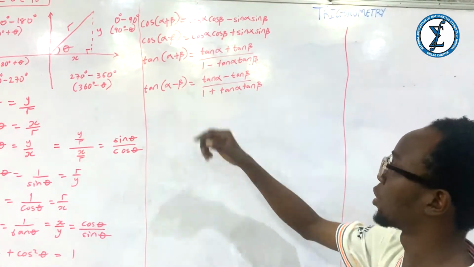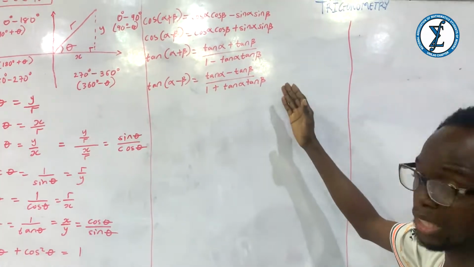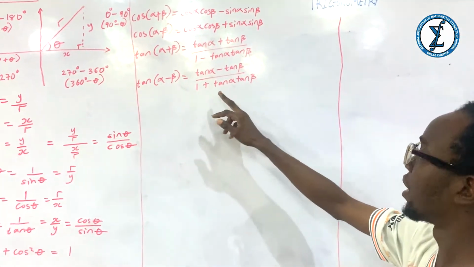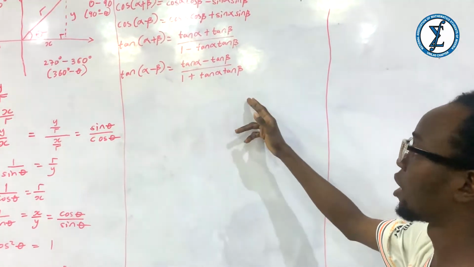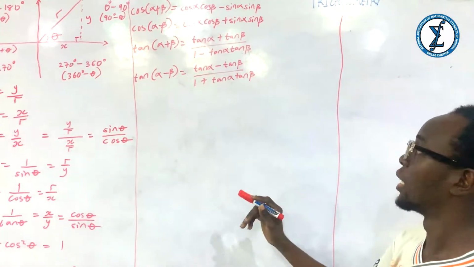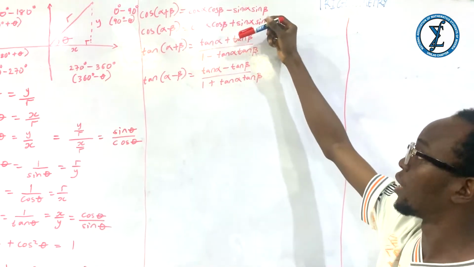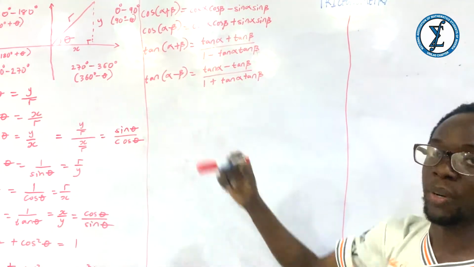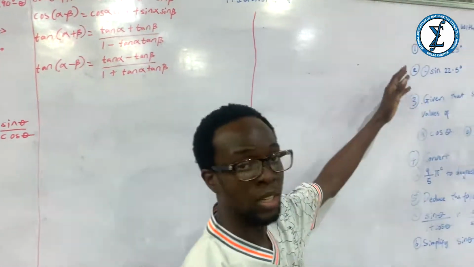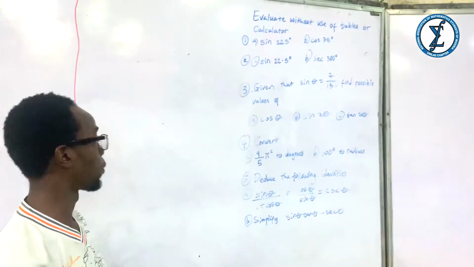Then tan of alpha plus beta will give us tan alpha plus tan beta over 1 minus tan alpha tan beta. Now tan of alpha minus beta will give us tan alpha minus tan beta over 1 plus tan alpha tan beta. Now, just like the cosine, there is a play on the signs here. So you need to understand that the sign you have at the denominator is opposite of what you have at the numerator and also in the parentheses. So with this, we can go on to solve these questions. And so we'll begin the solution to these problems now.